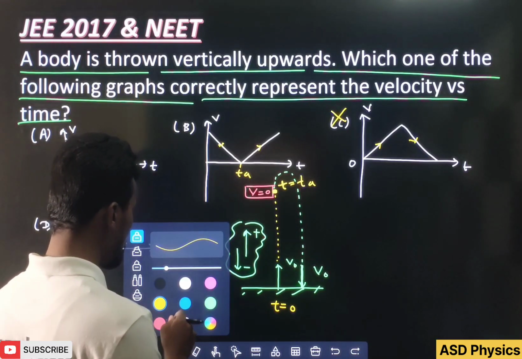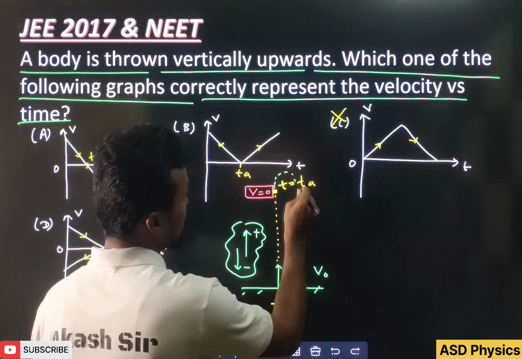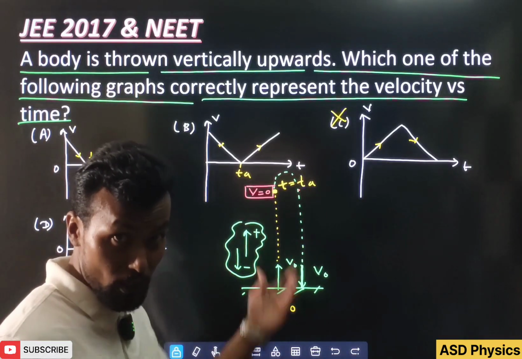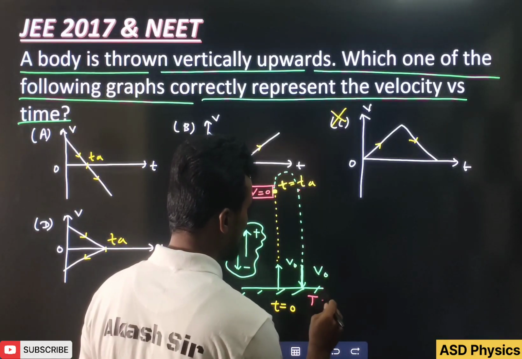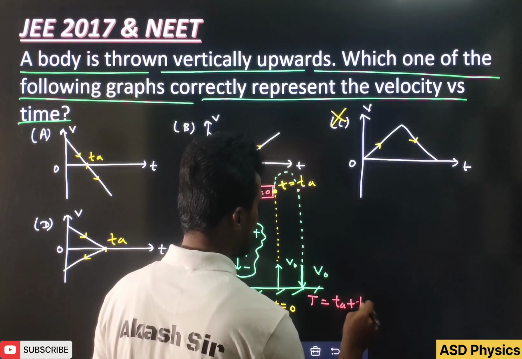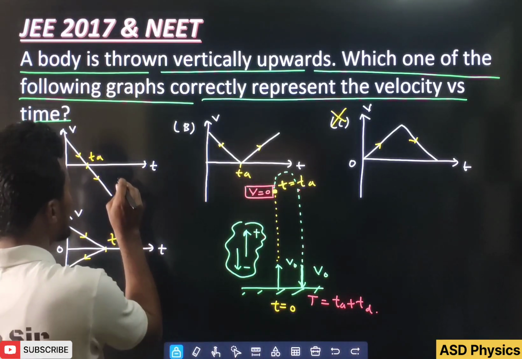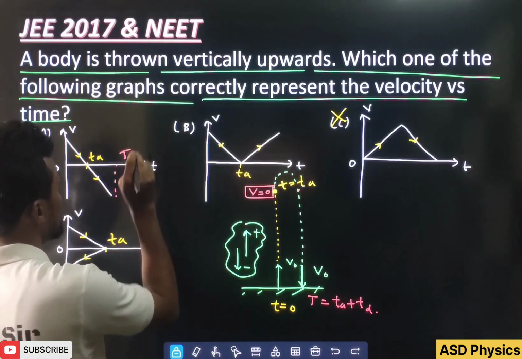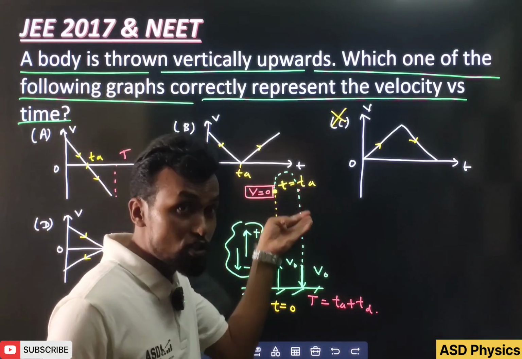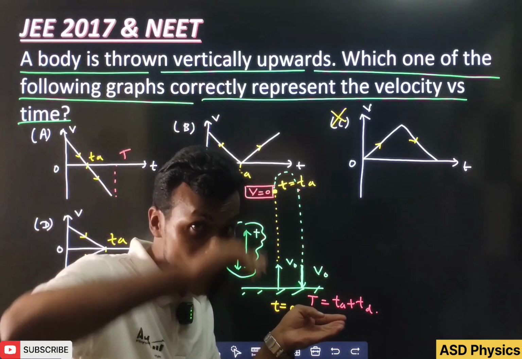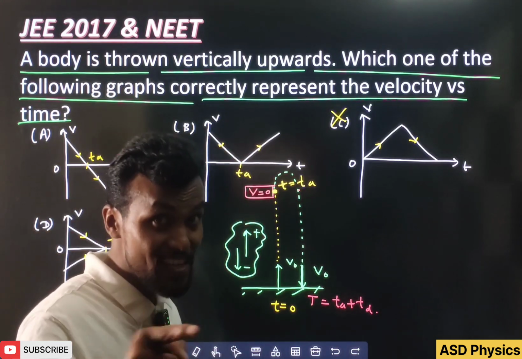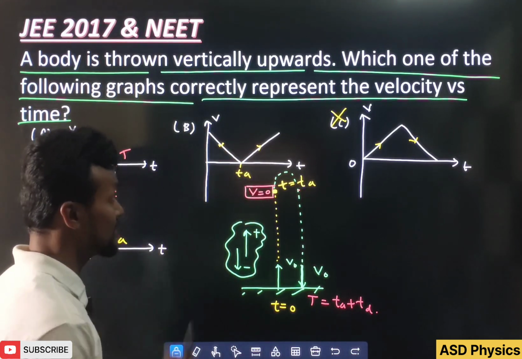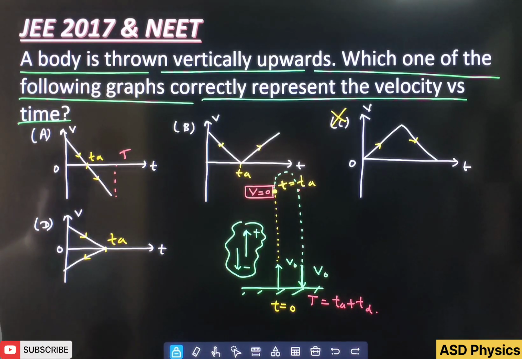After that, what will happen? After time of ascent, the time taken by the body to come down is called time of descent. So time of ascent plus time of descent is called total time of flight, T_A plus T_D. In the time of flight, what is happening here? Velocity is increasing because the body is going down. Acceleration is also downward, so velocity will increase, but in the opposite direction, because of the negative sign.